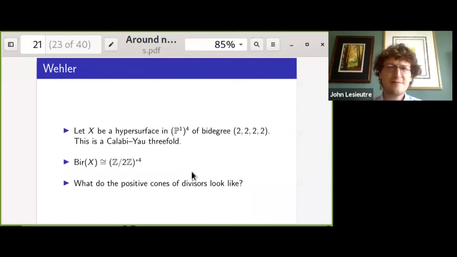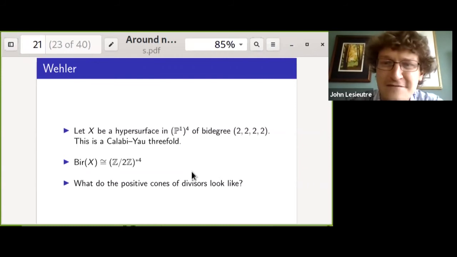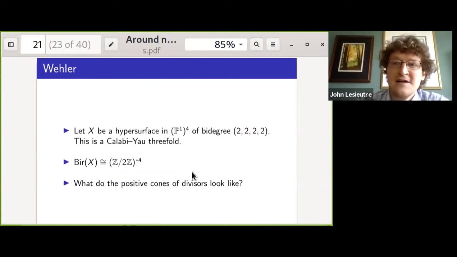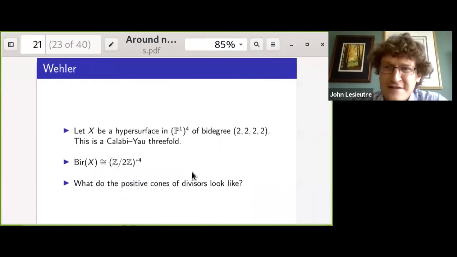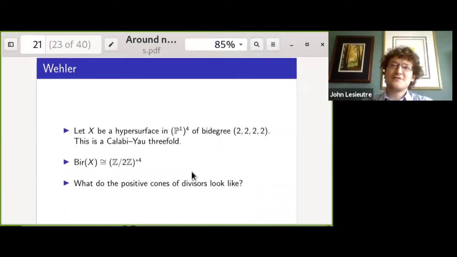Okay, so let's think about this variety a little bit. What divisors do we know? What do the positive cones of divisors look like? Well, there's a few obvious good divisor classes on here. One thing you could do is pull back O(1) from one of the P1s. It has 4 different projections down to P1. You can pull back O(1) from any of them.